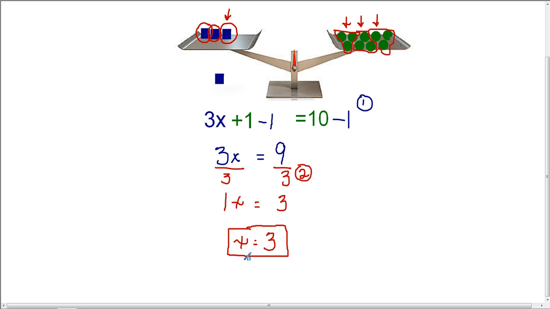In our next lesson, we will work through another two-step equation where we will not use the model, and we will work through the equation algebraically.